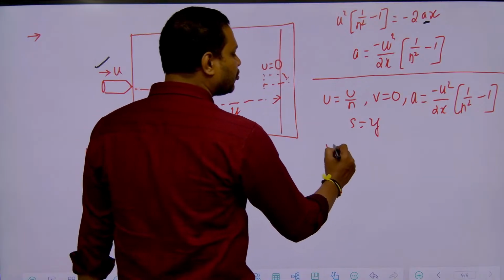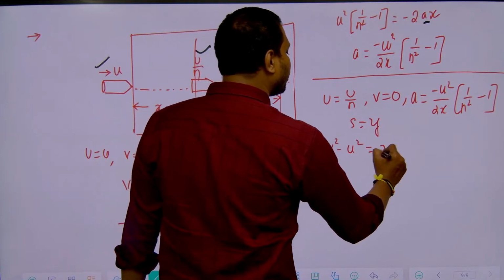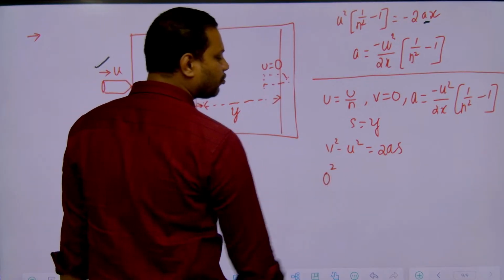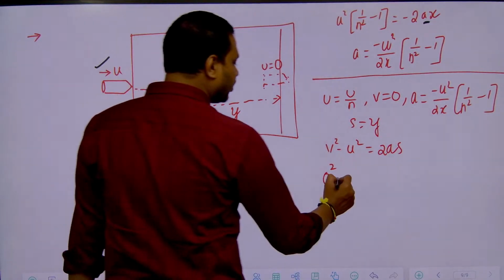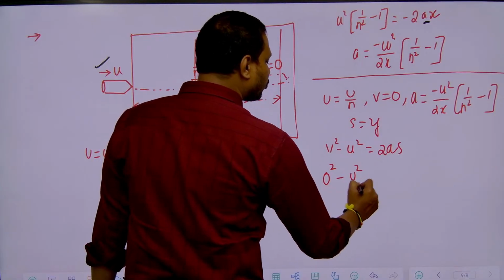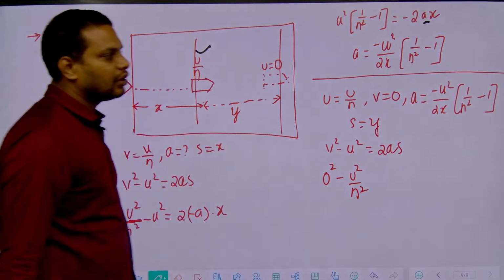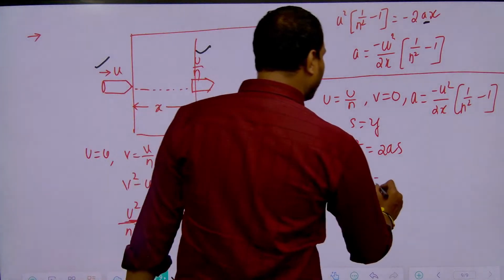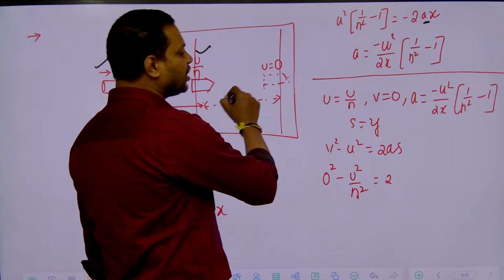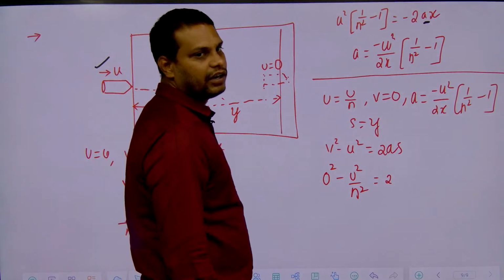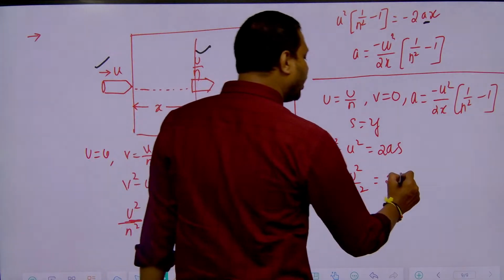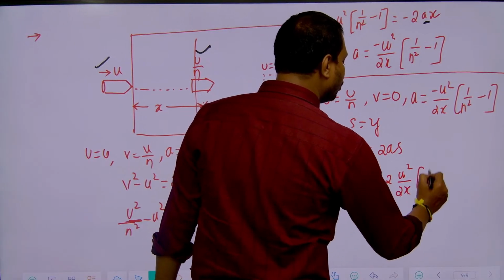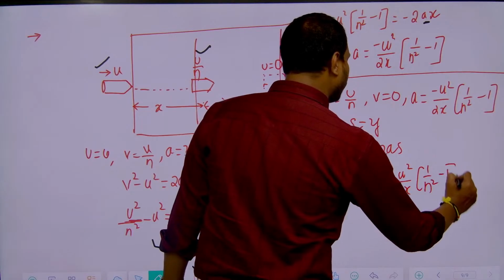So once again use the relation v square minus u square equal to 2as. Now final velocity is how much? 0 square minus initial velocity ఎంతమ్మా? u square by n square. Are you clear? Initial velocity is how much? u square by n square. That is equal to 2 into acceleration. Again it is getting retardation, minus అవుతుంది. Then minus into minus it will become plus. u square by 2x into 1 by n square minus 1.